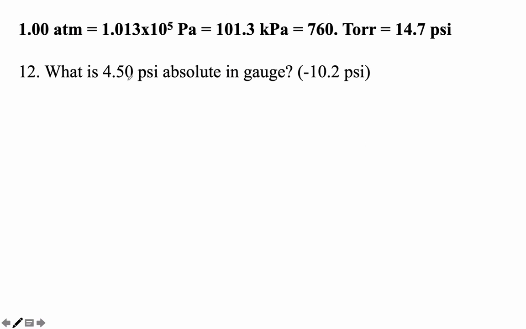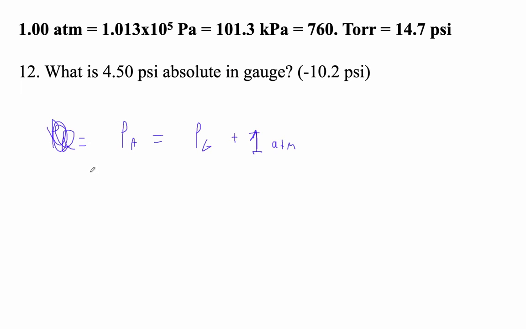All right, let's see. What is 4.5 psi absolute in gauge pressure? Ooh, now it's getting tricky. Okay, so let's see. Absolute pressure is gauge pressure plus 1 atmosphere, right? That's 1 ATM.